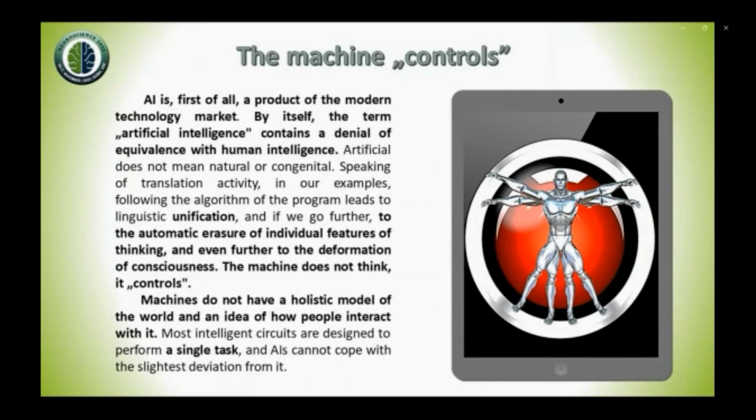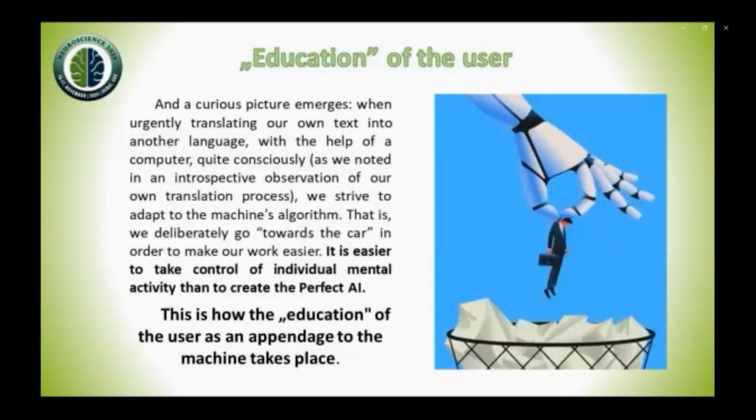The machine does not think, it controls. Machines do not have a holistic model of the world, an idea of how people interact with it. Most intelligent circuits are designed to perform a single task, and AI cannot cope with the slightest deviation from it. And a curious picture emerges.